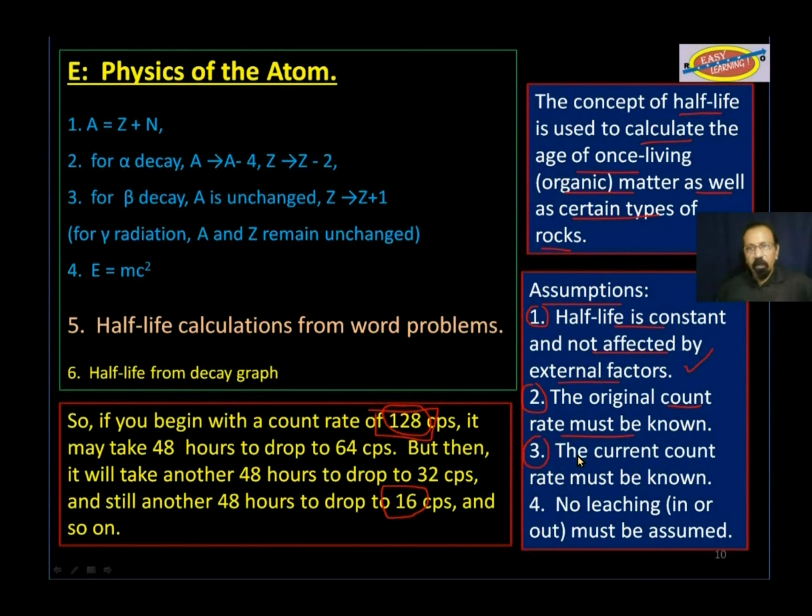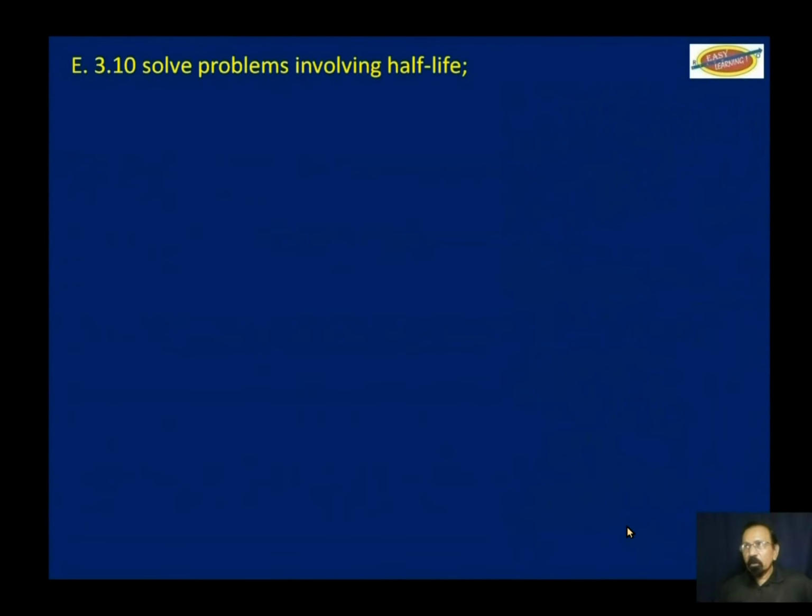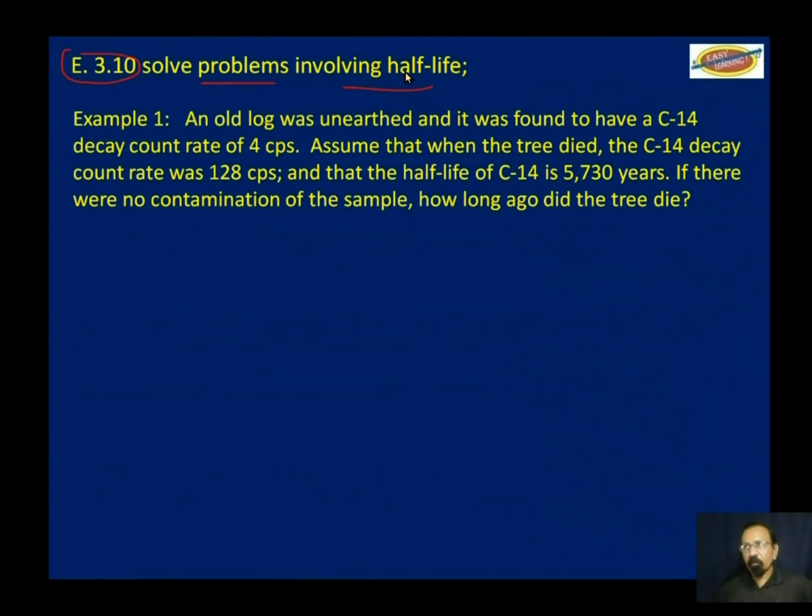Third, the current count rate must be known. This is fine. That can be easily determined. And fourth, no leaching in or out must be assumed. So no water or chemical brought in or took away some of the radioactive material. So those are the assumptions. Now let's see how this works. So we are going to solve problems involving half-life.